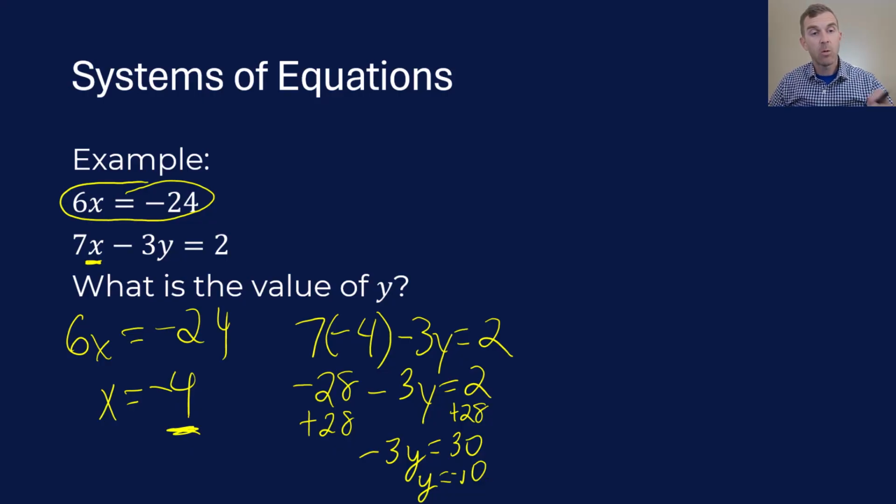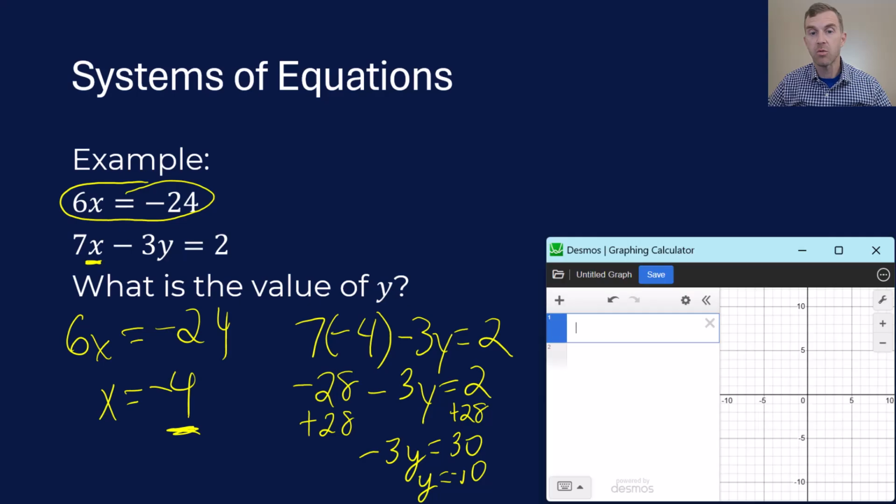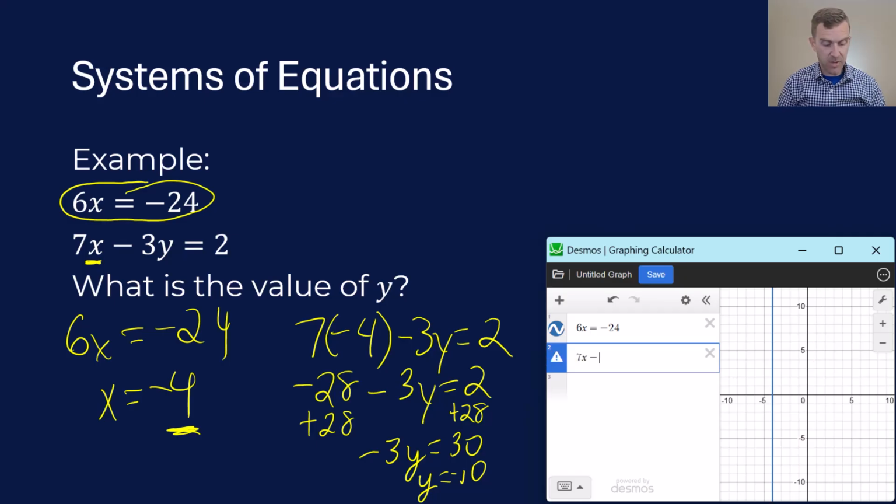So in that case, when you see a system, I often recommend instead of trying to solve it, go and use Desmos. This is where the power of Desmos can be very helpful. So let me pull it up right here. If I do 6x equals negative 24, and then I do 7x minus 3y equals 2, I'm looking for where do these two lines cross. And they cross here at negative 4 and negative 10.